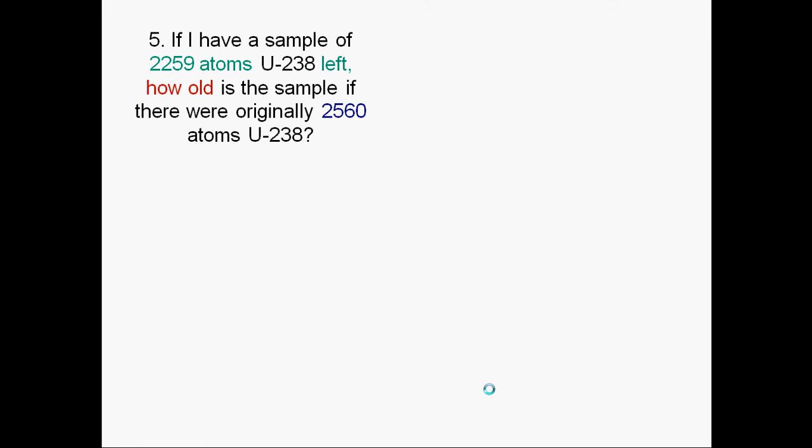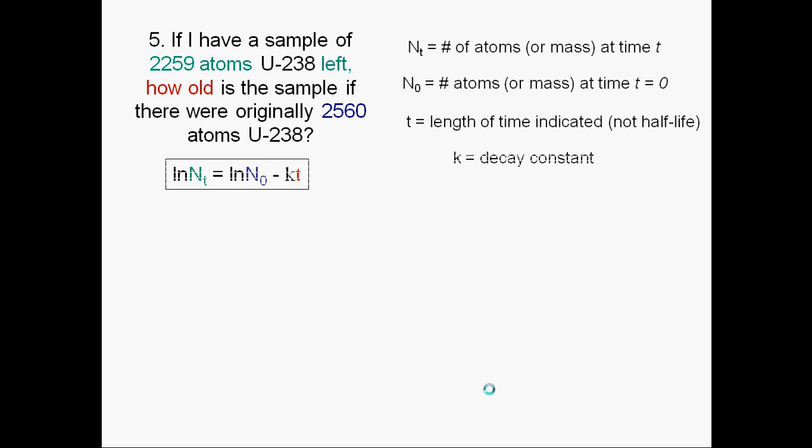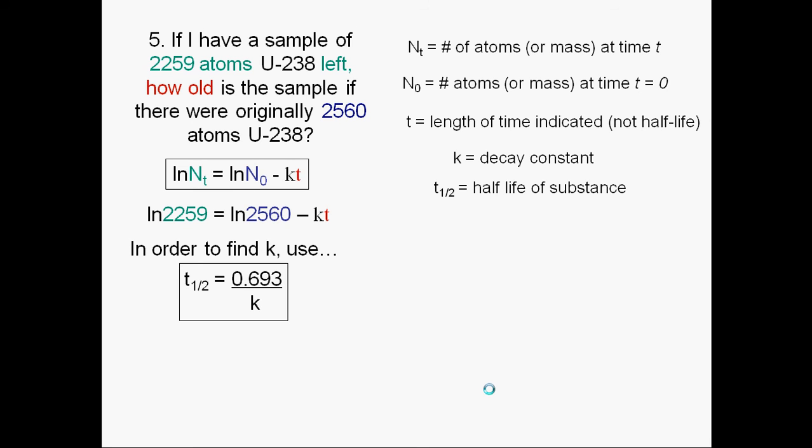Okay. So first one, we've got 2,259 atoms of uranium-238. We know we started with 2,560. We want to figure out how old the sample is. Right? So again, we've got a couple of equations to help us out. We're going to start with that natural log one. Let's fill in everything that we know. Okay. So we know that our ending amount is 2,259 atoms. We know that our starting amount was 2,560 atoms. We don't currently know K or T.